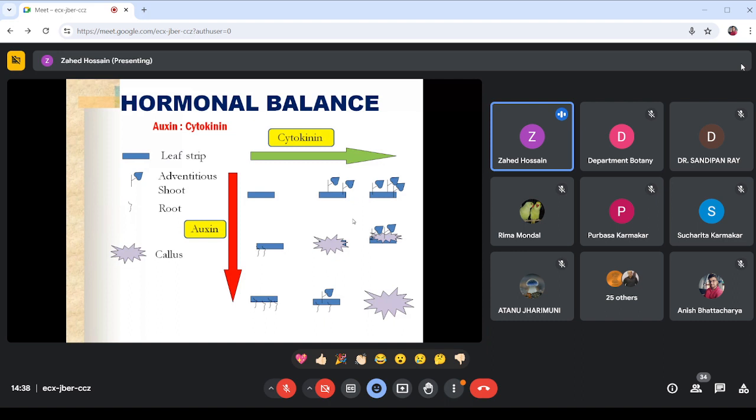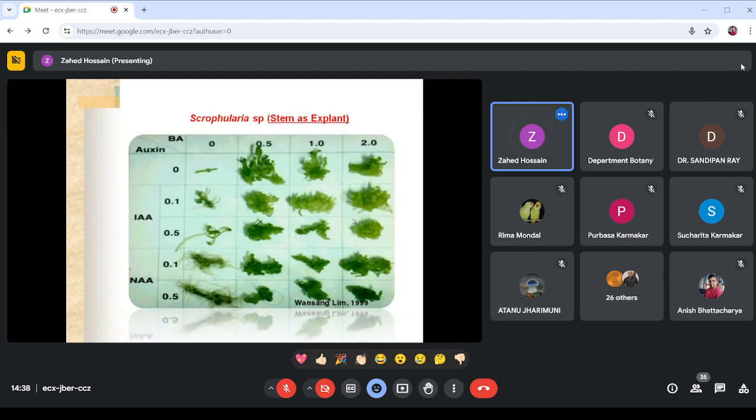without adding any auxin, rooting is there. So it all depends on the plant type. Every time you have to standardize the protocol, the balance between the auxin, cytokinin, or the gibberellin if it is required, or the abscisic acid. So different hormonal balance is very much required to get the desirable, expected result.